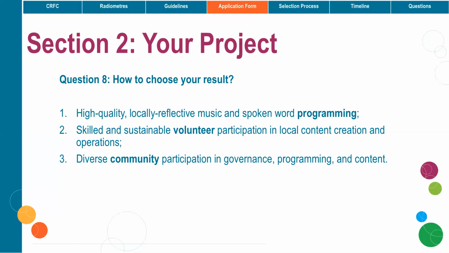So this is where you can say, well, my project responds to result 1, for instance, but there's also an aspect of result number 2. So you can always bring this element that, well, there's this second result that is also in link with my project.